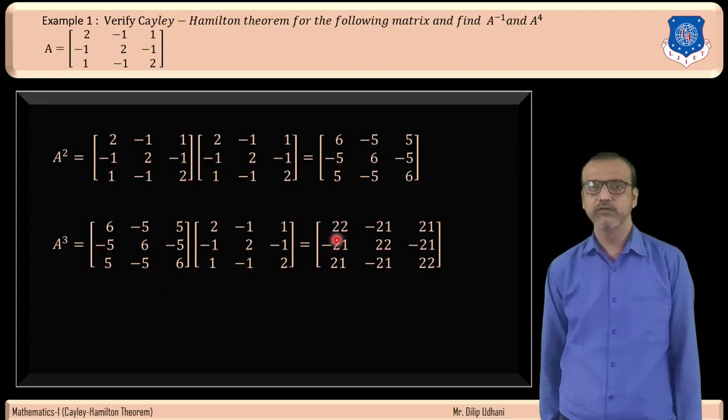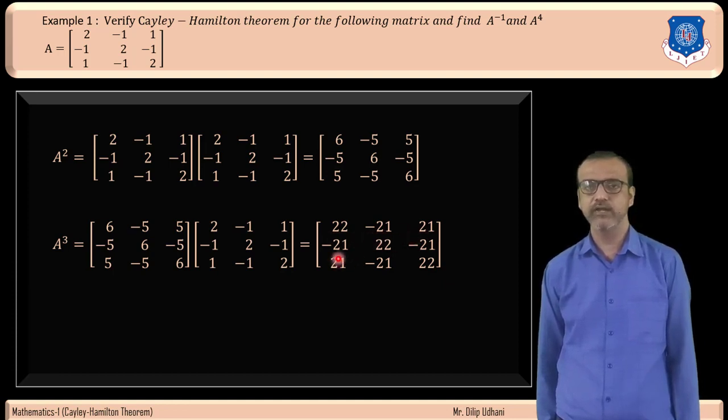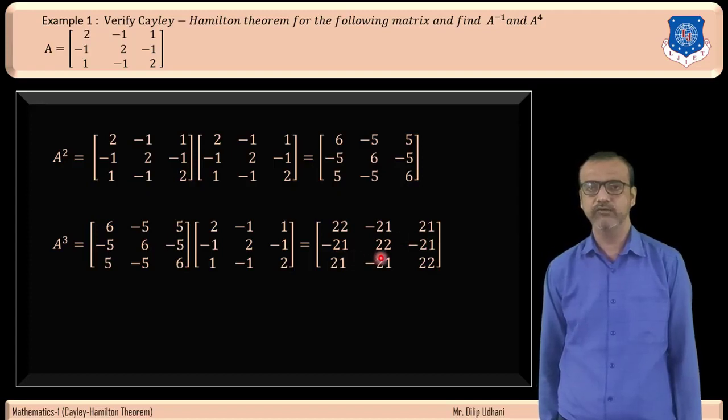A cube equals, in the first row, 22, minus 21, 21. In the second row, minus 21, 22, minus 21, and in the third row, 21, minus 21, 22.